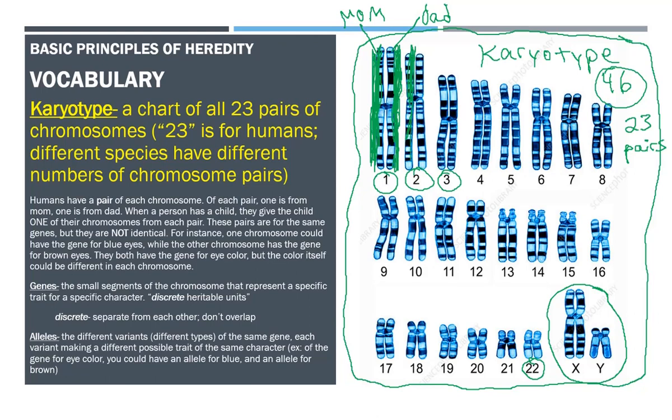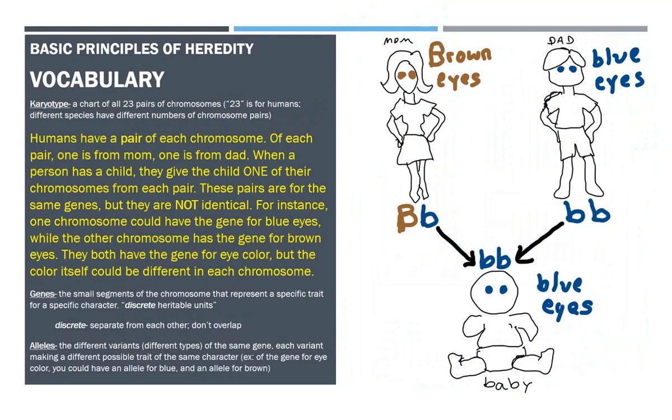Here's number 2. So we have 1, and this would be from mom, and then this one over here would be from dad, and so on throughout this chart. So that is what a karyotype is, and we'll get into why these are striped in a minute. So humans have a pair of each chromosome. Out of 23 chromosomes, they have 2 of each, so that's 46. Of each pair, one is from mom, one is from dad, like I was showing you.